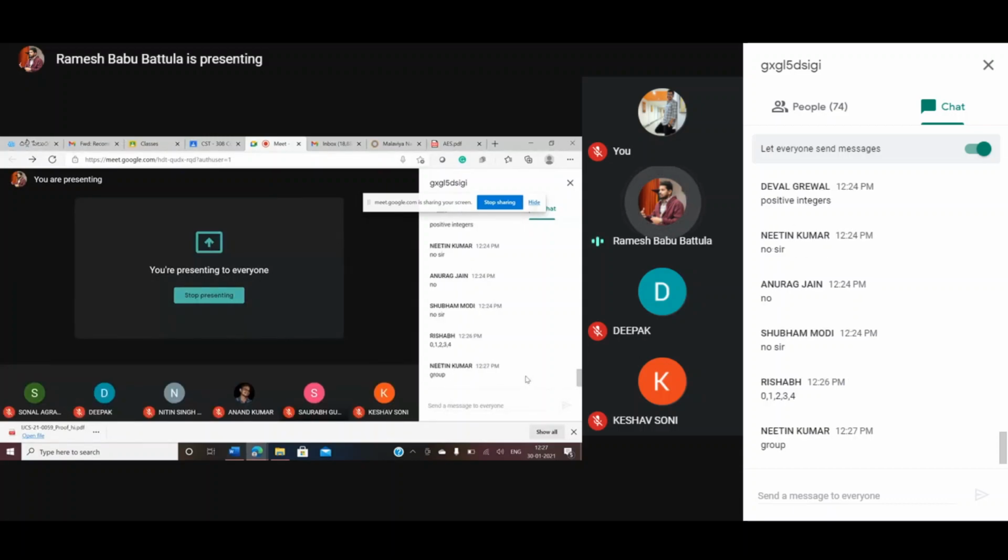Please answer for me so that I will go ahead. Somebody said group. How can we say this is a set or a group? These are a set of elements only. We cannot call this a group. When are we going to call this a group? When this particular Z5 is going to be called a group.